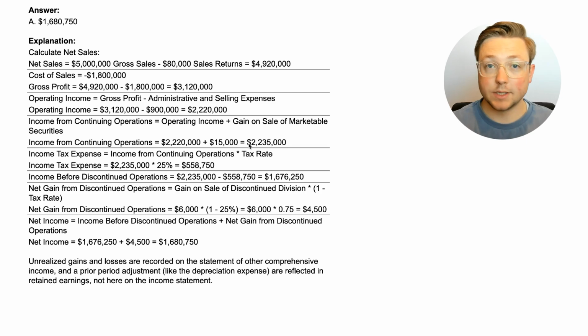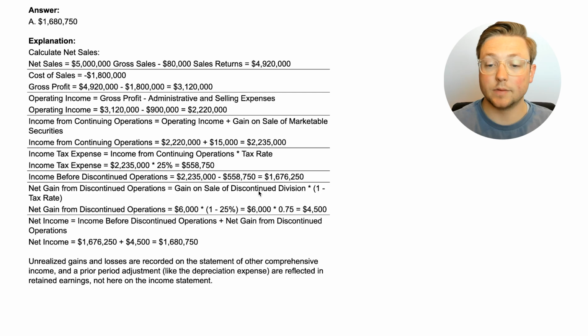Now, before we consider the discontinued operations, we first consider the income tax expense for the continuing operations. So we multiply by 25%, which was the tax rate in this question. So we have a $558,750 tax. We subtract that from the income before discontinued operations, equaling $1,676,250. Now we start thinking about the discontinued operations.